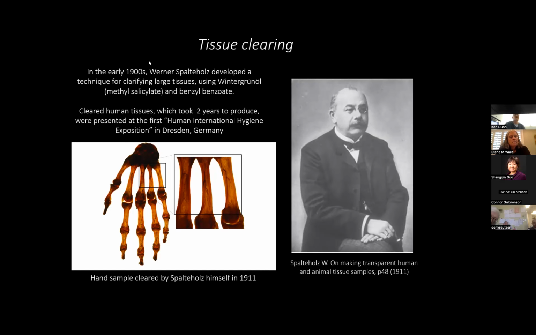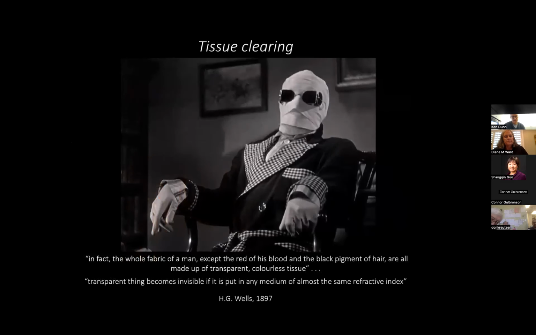So although lots has happened since the early 1900s, and I think everybody's aware that there must be 50 different ways of clearing tissue, it's not really something that's new. In fact, it was even older than this, because H.G. Wells noted that the whole fabric of a man, except for the red of his blood and the black pigment of hair, is all made up of transparent colorless tissue. A transparent thing becomes invisible if it is put in any medium of almost the same refractive index.